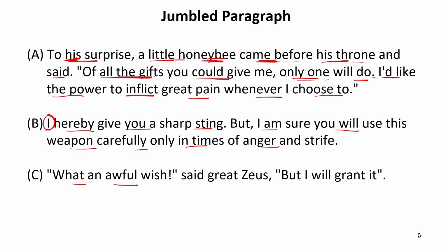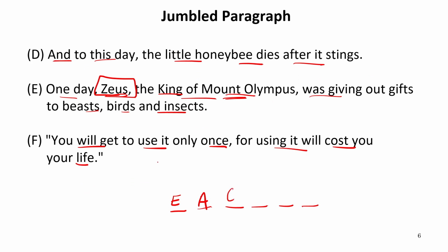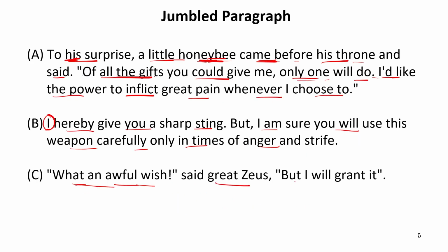Now here something is asked or requested by the honeybee. So this is a wish of the honeybee. If you remember, we have read a sentence in which some remark has been written for the wish, that is C. What an awful wish. It means this sentence can follow A, because this is a wish that is unusual. So after A, C can come over here. What an awful wish, said great Zeus, but I will grant it. He is ready to grant the gift. I hereby give you a sharp sting, but I am sure you will use this weapon carefully only in times of anger and strife.